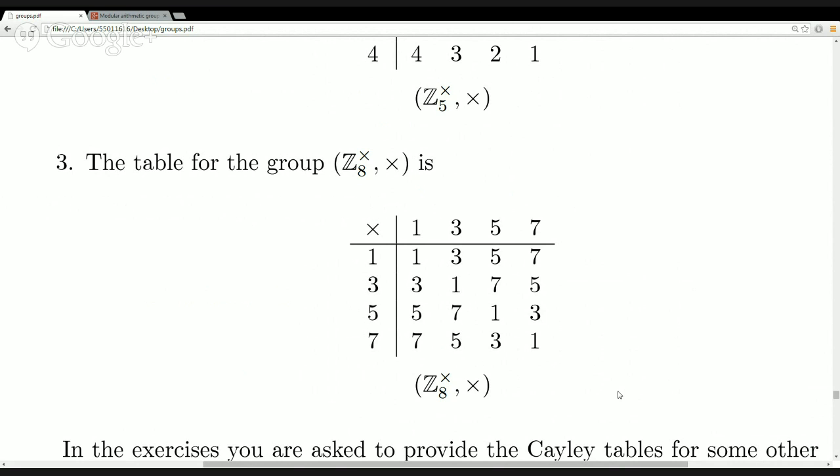Everybody happy that Z5 is cyclic, but Z8 isn't? Yeah. And what about this one?